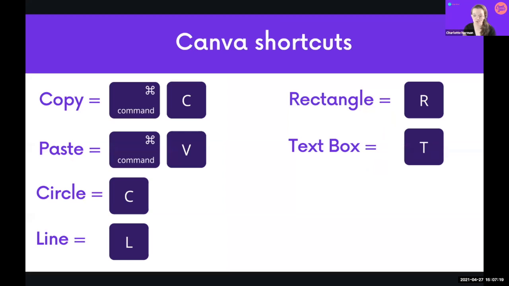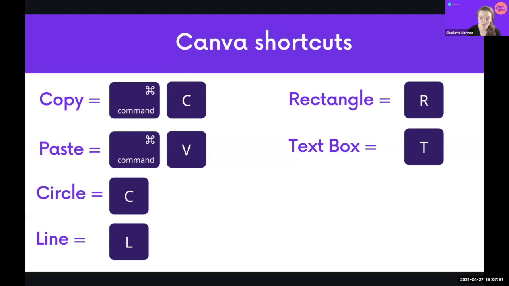The first one, before I dive into the pro features, are a few Canva shortcuts that might help speed up your process. So if you don't know these shortcuts, I would recommend that you screenshot this right now. But I'll just quickly go through what these are. So copy and paste, which are pretty standard commands across any platform or tool, but copy is Command C or Control C. Paste is Command V or Control V.